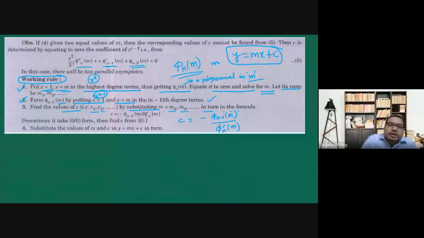Okay, sometimes we may get a 0 form. Then we have to find this C from this recurrence equation. After finding the m and C, we'll substitute these values to get the inclined asymptote.